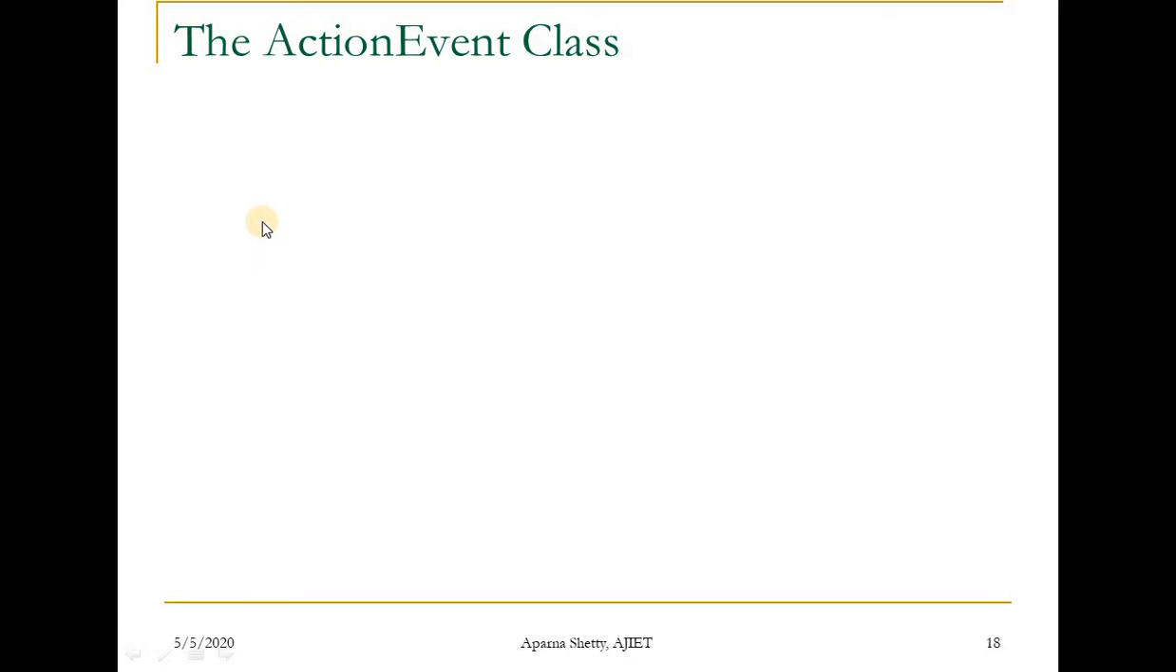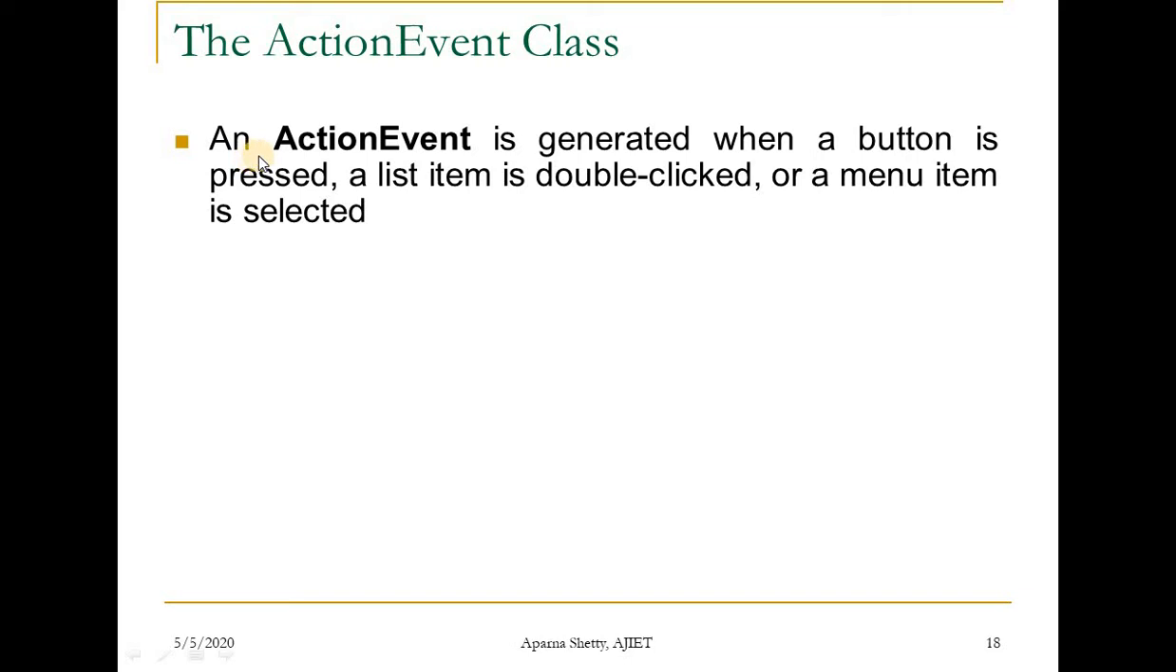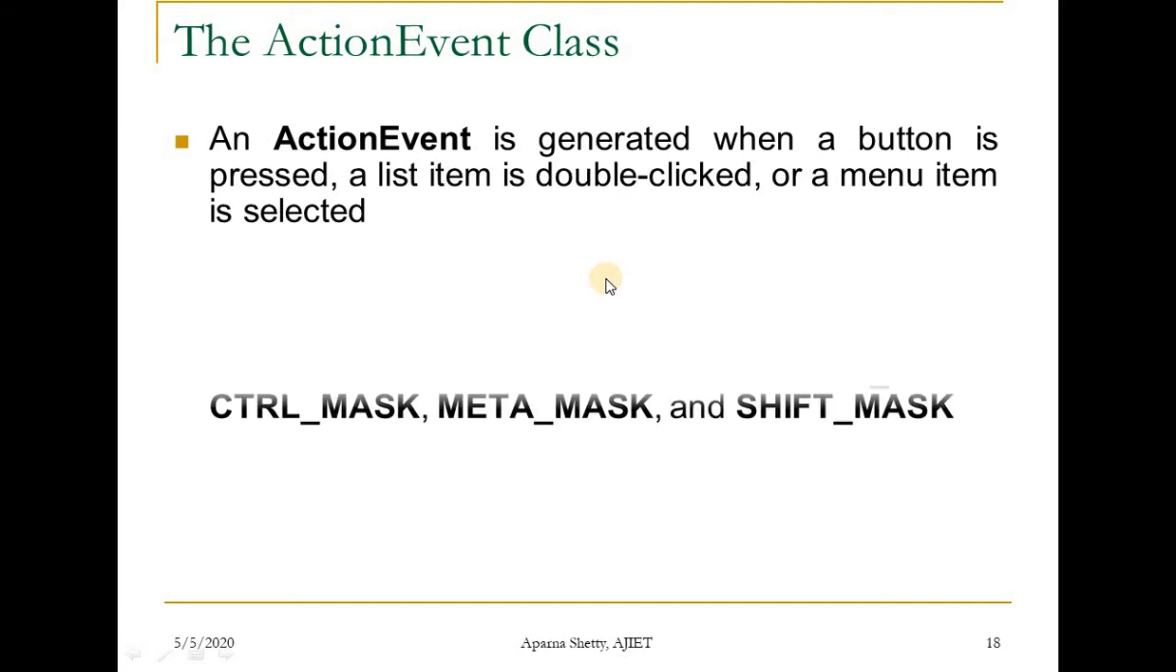Next, in these slides, we will be studying all the event classes that we have seen in detail. So the first event class is action event class. An action event is generated when a button is pressed, a list item is double clicked or a menu item is selected. So when you perform all these tasks, an action event is generated.